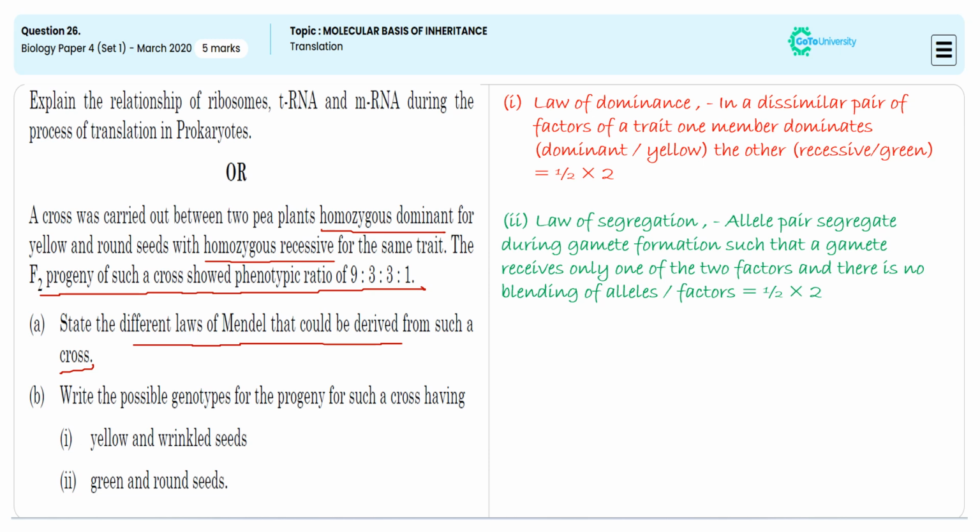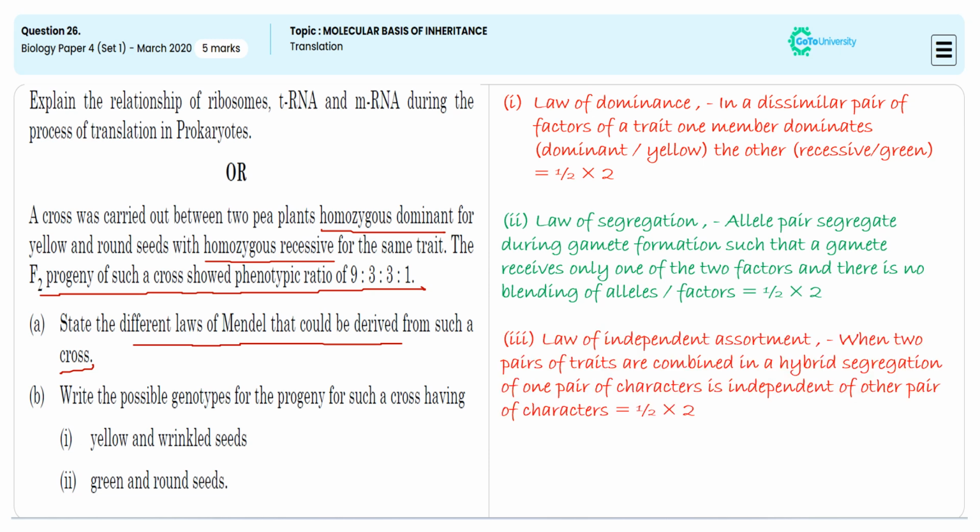And for mentioning the third law, which is the law of independent assortment: when 2 pairs of traits are combined in a hybrid, segregation of 1 pair of characters is independent of the other pair of characters. For this mention, you will get another 1 mark.